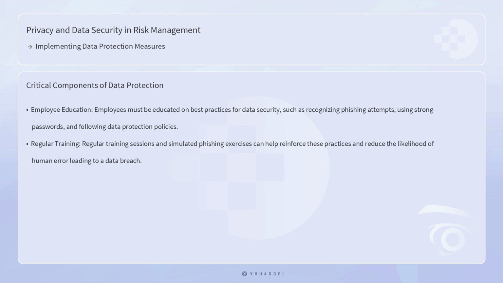Employee training and awareness programs are also critical components of data protection. Human error is a significant factor in many data breaches, and employees must be educated on best practices for data security, such as recognizing phishing attempts, using strong passwords, and following data protection policies. Regular training sessions and simulated phishing exercises can help reinforce these practices and reduce the likelihood of human error leading to a data breach.